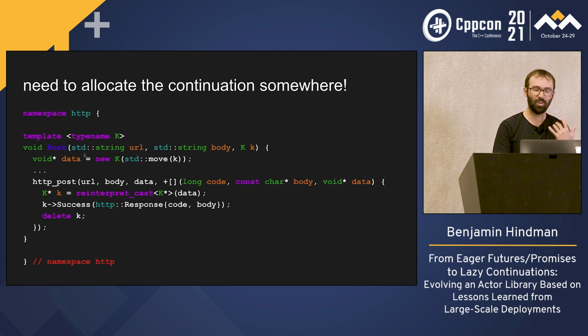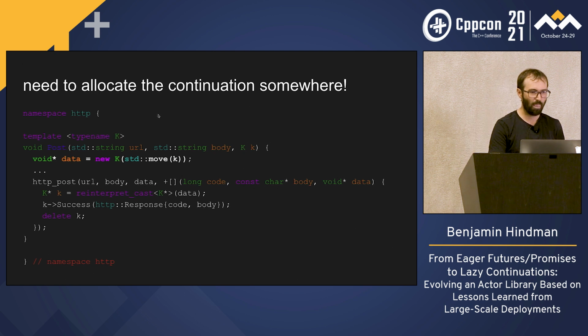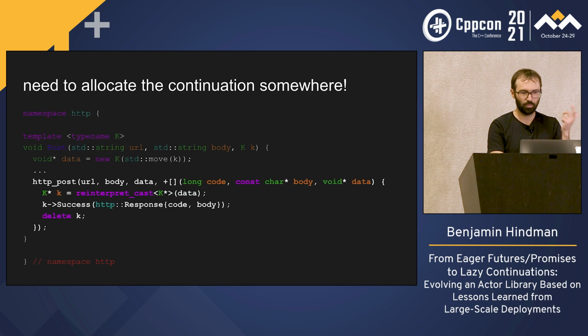So in this model, at some point I have to allocate memory for the thing I'm going to do next, for that next continuation. I have to allocate the continuation somewhere. That's what's going on. We looked at this and thought, that's unfortunate. It'd be nice if we didn't have to actually do the memory allocation.